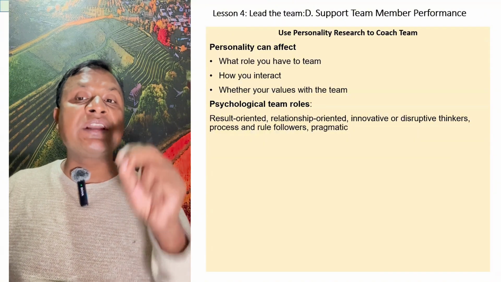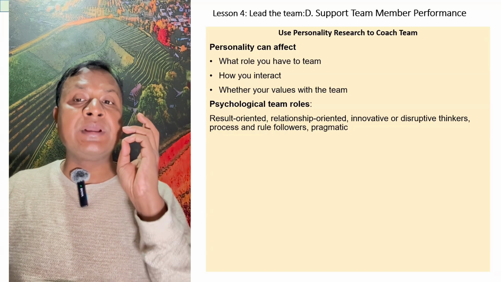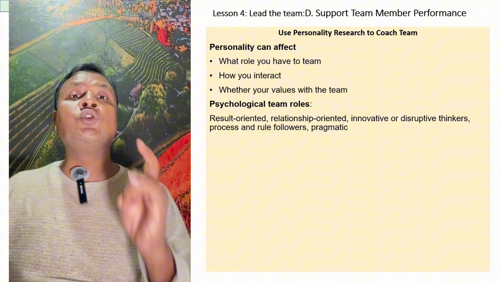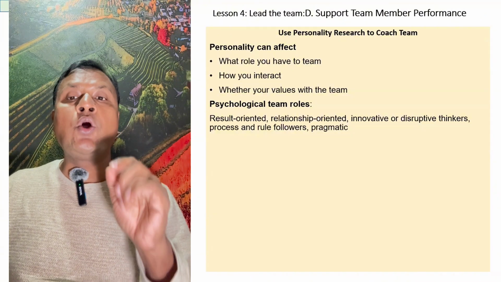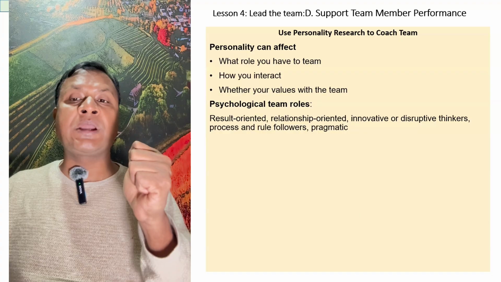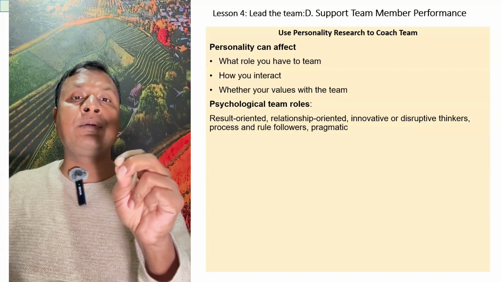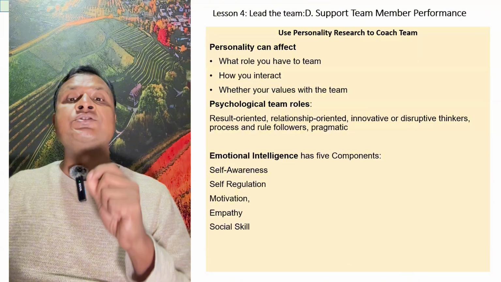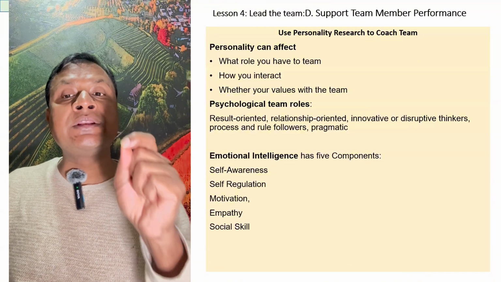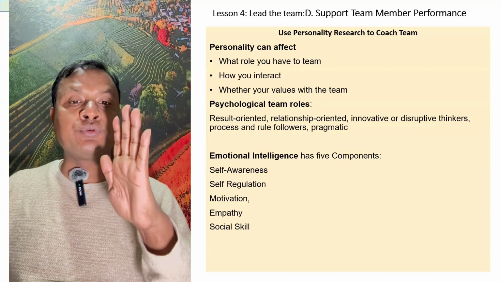So psychological team roles are important. A member can be result oriented, relationship oriented, an innovative or disruptive thinker, a process maker, a rule follower, or pragmatic. It varies from person to person, team member to team member. So we should use emotional intelligence, and emotional intelligence has 5 components.